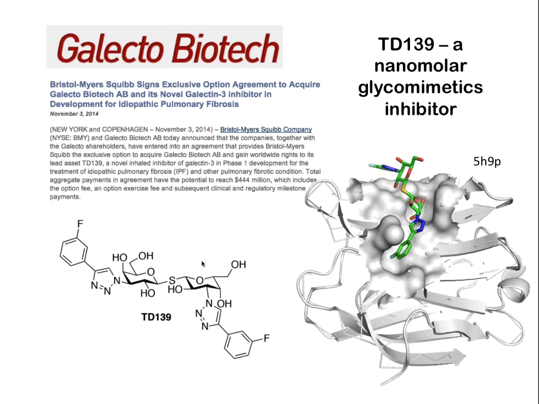Another recent, very exciting example is TD139 from Galecto Biotech, which is a galectin-3 inhibitor. Bristol Myers Squibb is now into that, and offered Galecto Biotech quite a significant amount of money for licensing their compound. Here you can see this is still a rather large molecule, but it's more like what we would probably consider a drug-like molecule in chemoinformatics. And recently a crystal structure appeared where that compound is docked into galectin-1.